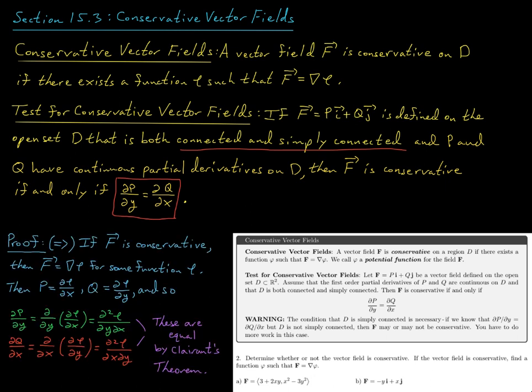Okay, so now let's go ahead and highlight this warning, because this is going to come up quite a bit in a few things that follow later on. So I say here that the condition that D is simply connected is necessary. In other words, if we know that partial p partial y is equal to partial q partial x, but D is not simply connected, then f may or may not be conservative. There's no guarantee. You're going to have to do more work in this case.